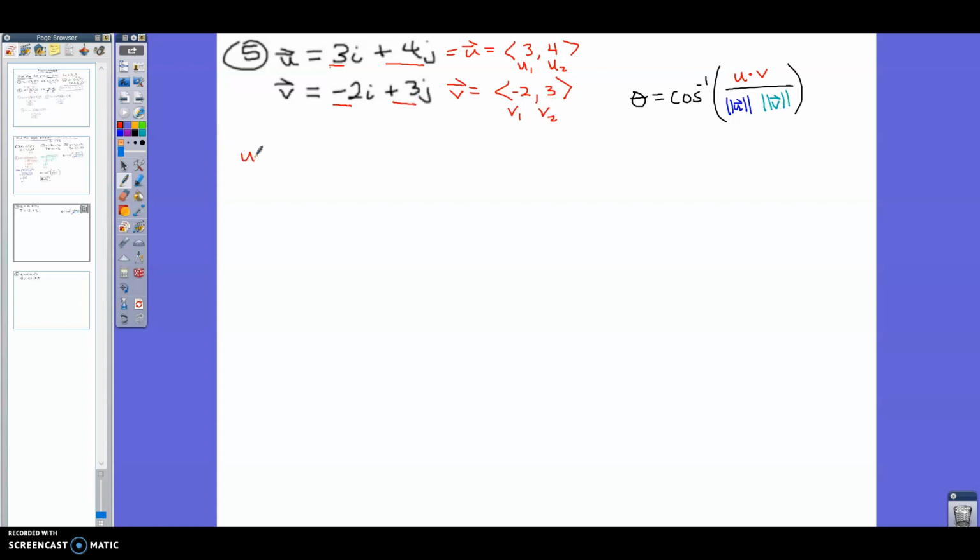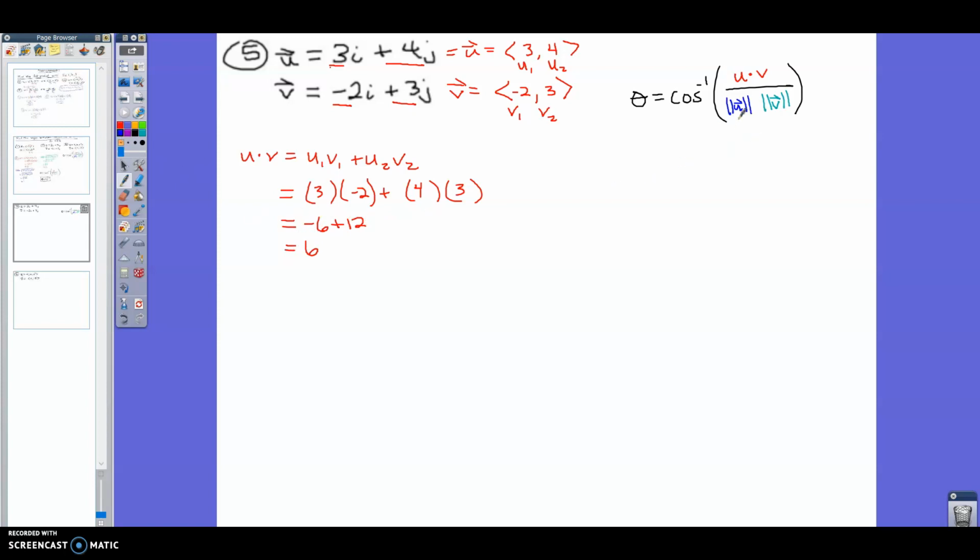So if we look at our dot product, and we fill it out with what they gave us, we're going to multiply our two x components, which are 3 and -2. Add our two y components multiplied, so 4 and 3. So that's -6 plus 12, so we get +6.